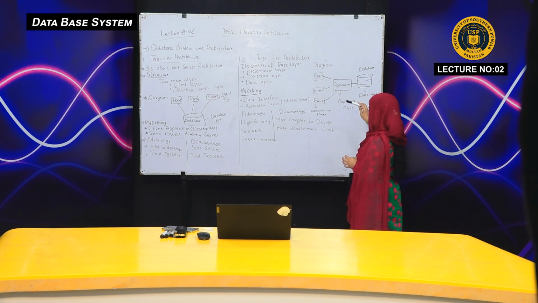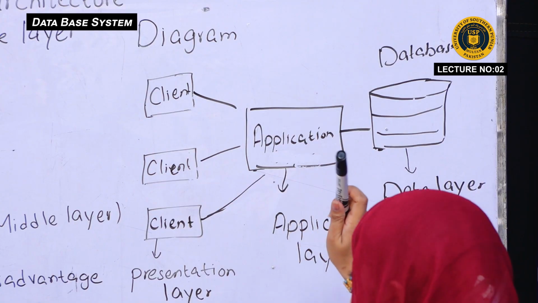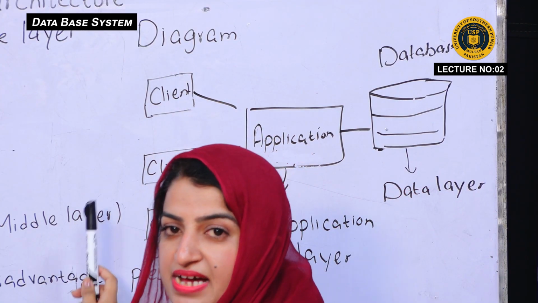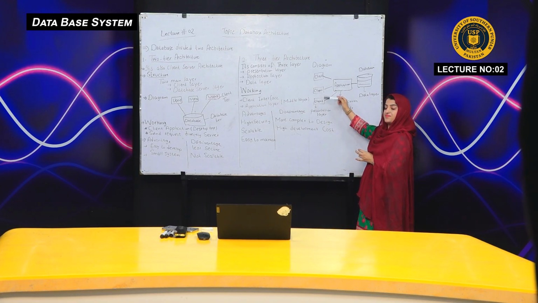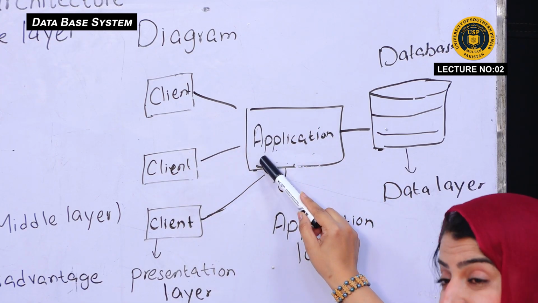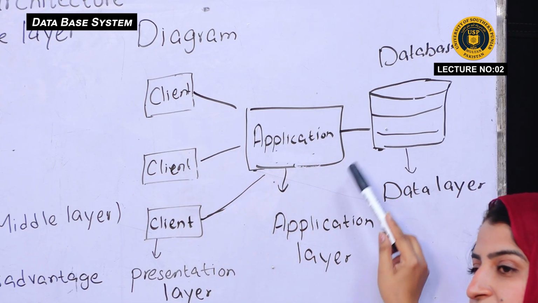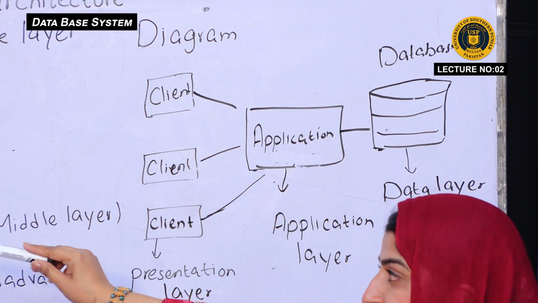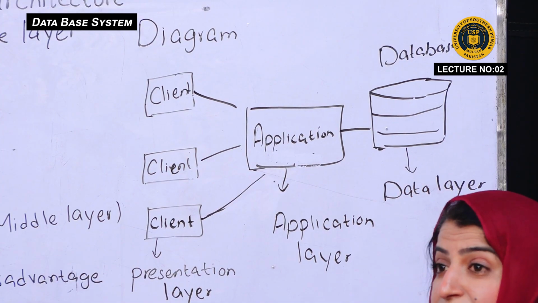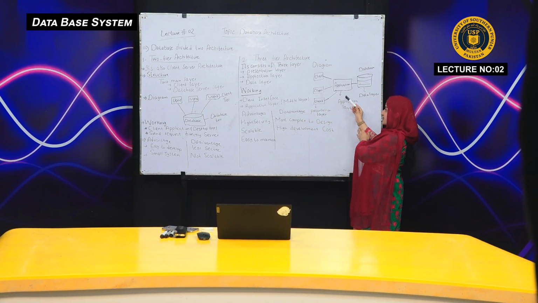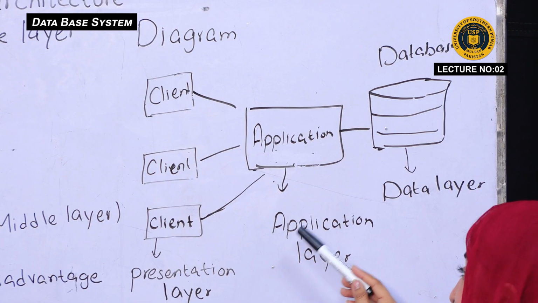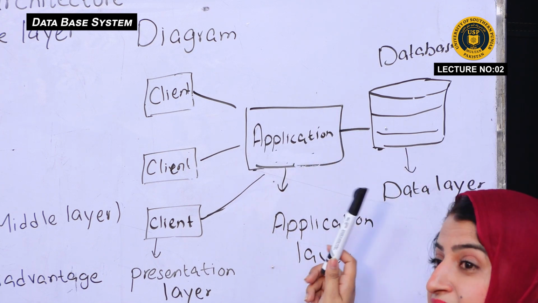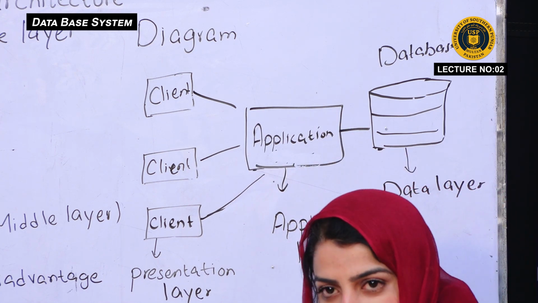Now we will explain the diagram of three-tier architecture. The first layer is the presentation layer. The clients interact with the application layer, and the application layer interacts with the database layer. In this section you can see that in two-tier, the user directly interacts with the database server, but in three-tier architecture you can see the middle layer works in between. It means the data is secure in three-tier architecture.